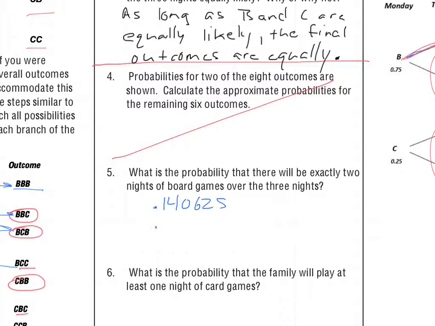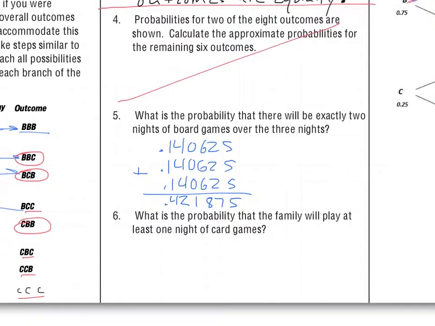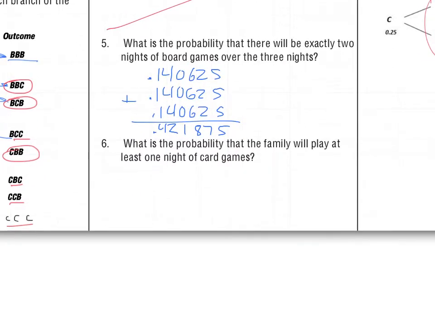0.140625, 0.140625, and 0.140625. You also could have thought about that as multiplication, I guess, since they all happen to be exactly the same. But we go ahead and add that all together. And I'm going to get 0.421875. So what is the probability the family will play at least 1 night of cards?